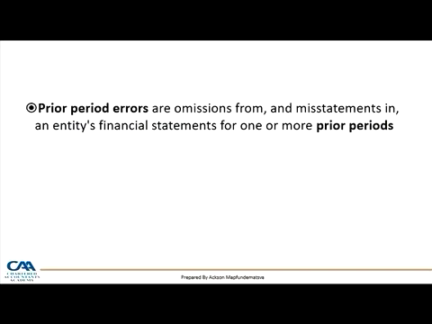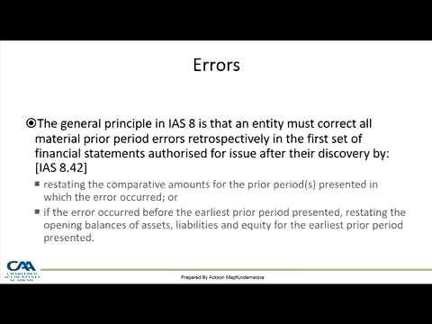Prior period errors are omissions from and misstatements in an entity's financial statements for one or more prior periods. These errors may result from mathematical mistakes, mistakes in applying accounting policies, oversights or misinterpretations of facts, and fraud.